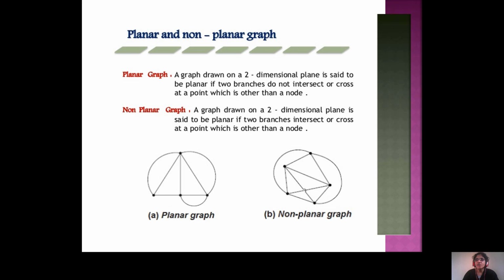Planar graph means a graph drawn on a 2-dimensional plane is said to be planar if two branches do not intersect or cross at a point other than a node. There is a simple example for this planar graph. And for a non-planar graph, two branches intersect or cross at a point. That means for a non-planar graph there must be overlaps. If there is no overlapping, then it is called a planar graph.